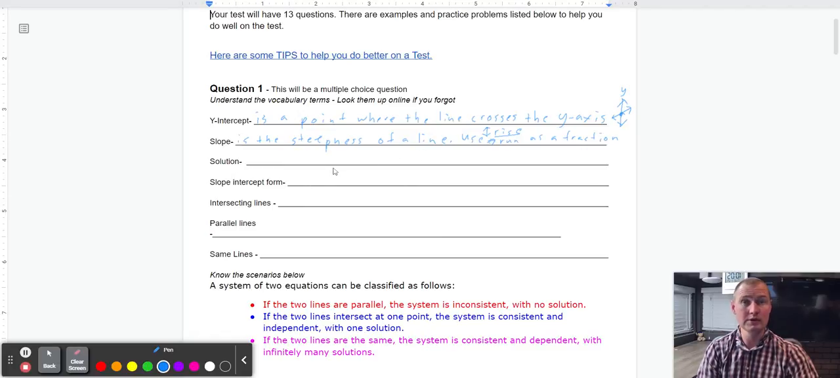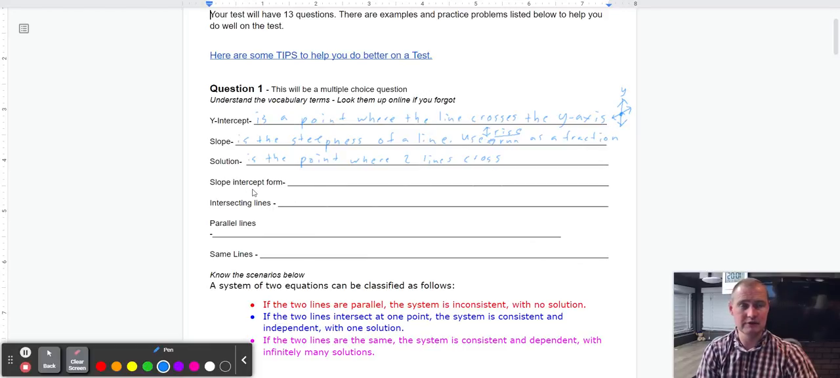All right, what's a solution? The solution is a point. Are you thinking about a point where 2 lines cross? Because that's correct. The solution is the point where 2 lines cross. Absolutely. Pretty simple there.